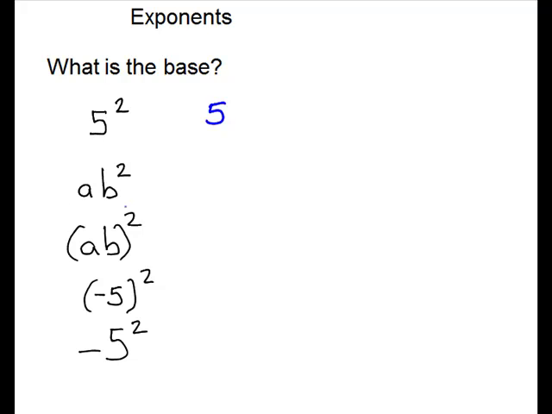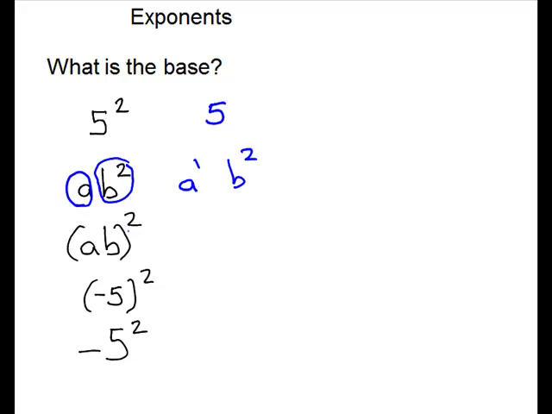In the second one, ab squared, the square only applies to the b. There are two bases actually. There's a to the first, and b to the second. The 2 only goes to the one it's right beside. So you have two separate bases. You have a to the first and you have b to the second.